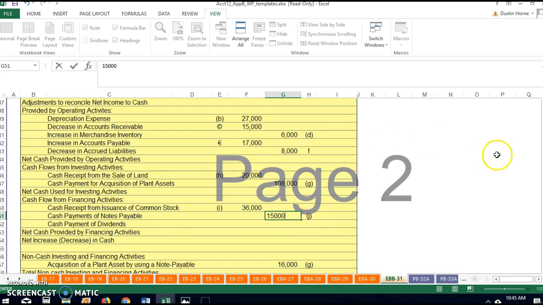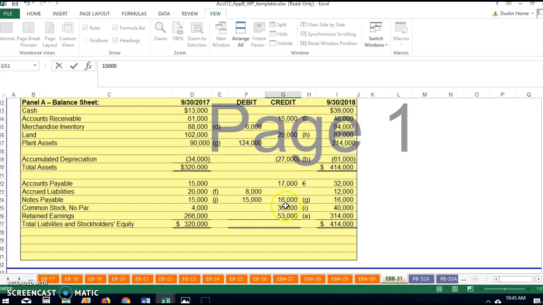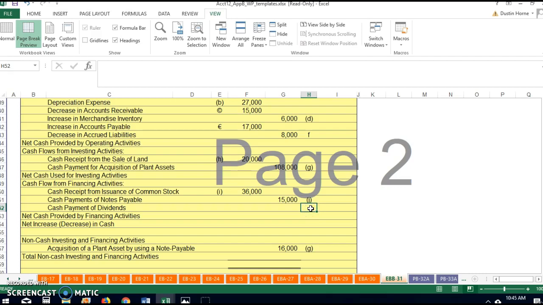Okay, and then we paid a dividend. That's going to affect retained earnings. Anytime you have a dividend, it's going to decrease, it's going to take away from retained earnings. So we have a dividend payment of 5,000 here, and then that's going to be a cash payment down here of 5,000. Okay, and then that is all for the cash flows from financing activities. We had issued stock, we paid a note payable, we paid dividends.